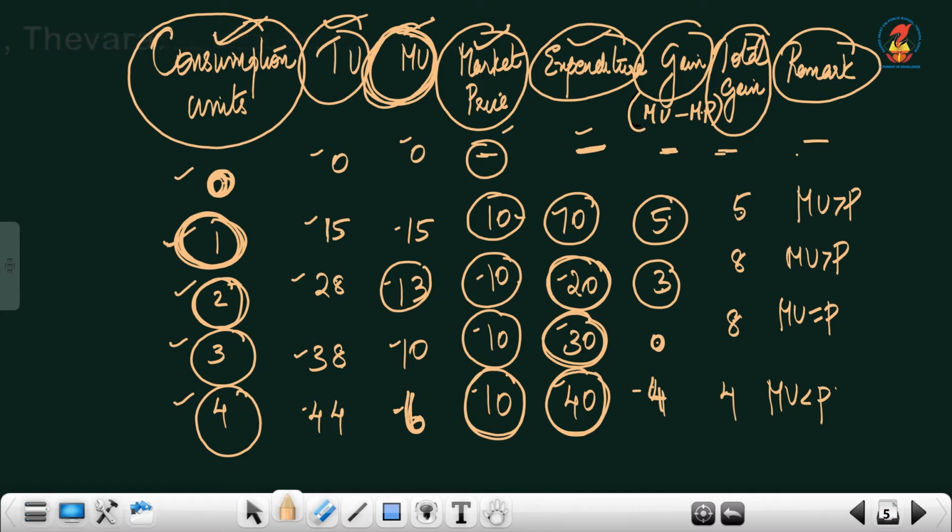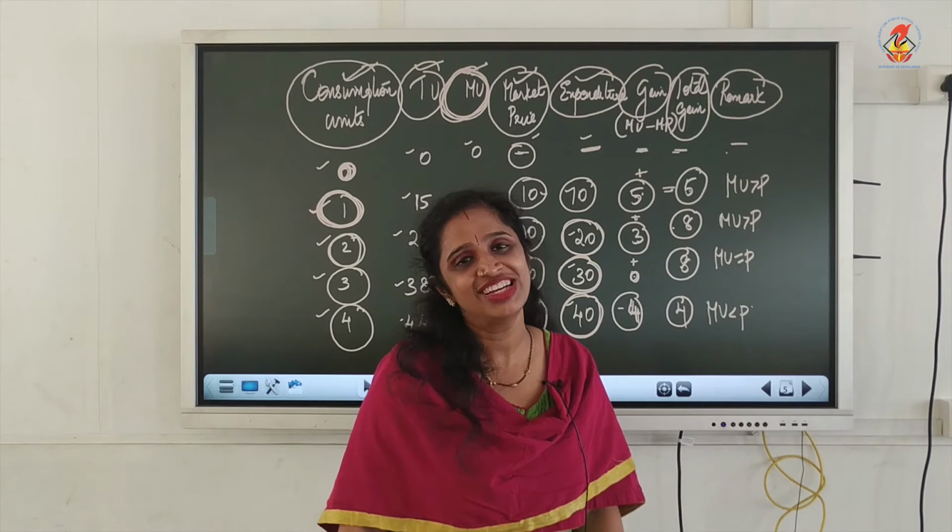Now, how to find out the total gain? Here the total gain is 5 itself, because here it is 0. 0 plus 5 will give you 5. Next, total gain is 5 plus 3, which is equal to 8. Next, total gain is 8 plus 0, which again gives you 8. Next, total gain is 8 plus minus 4, which is equal to 4. This is how you find out the total gain. The gain which is added in each successive unit is known as the total gain.